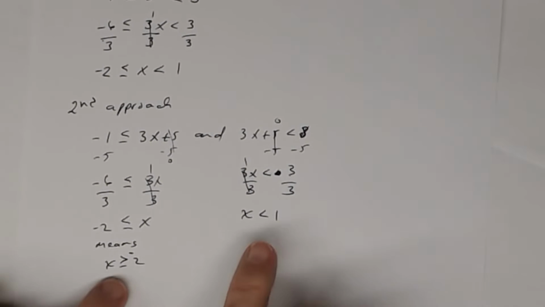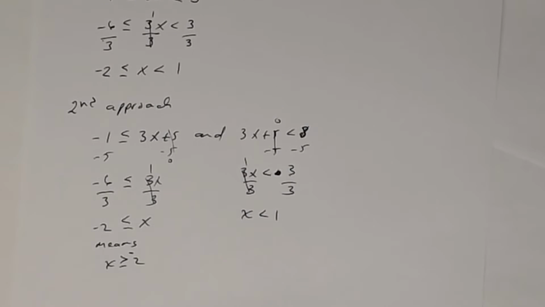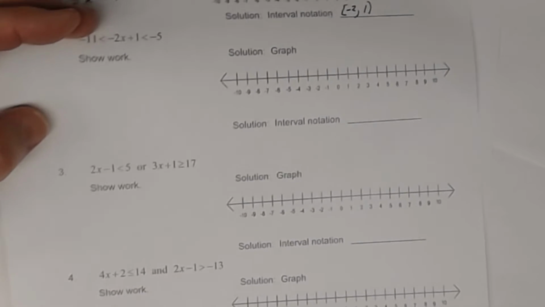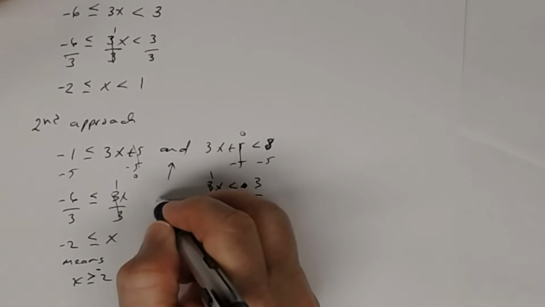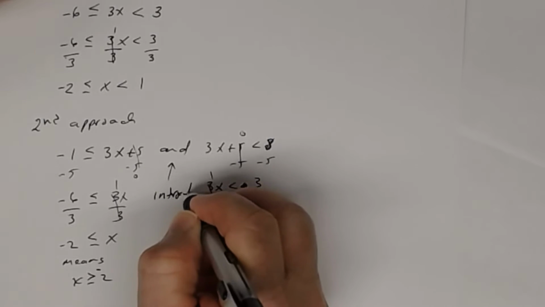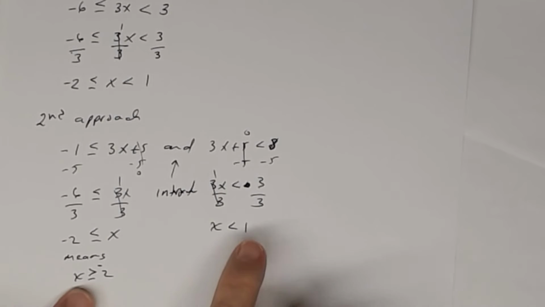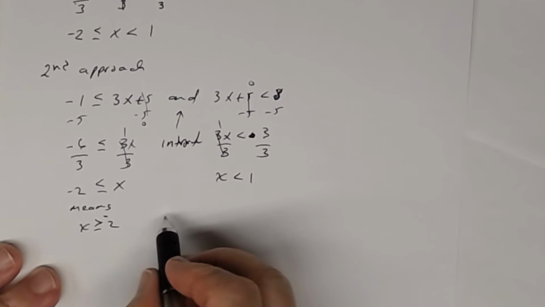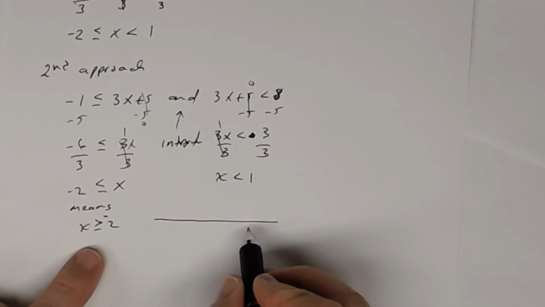But remember, in a little while, you're going to solve an and statement. We're going to solve this one in a little while. But remember, when you do an and statement, you're looking for the intersection. So we're going to be looking for the intersection of these two inequalities. So on the number line, let's go ahead and graph these individually.